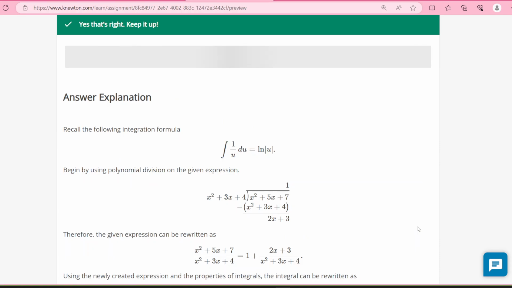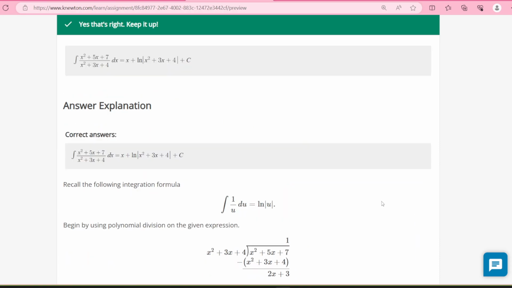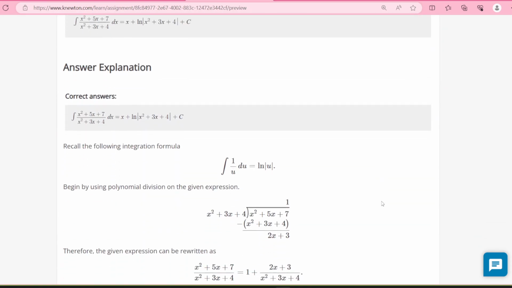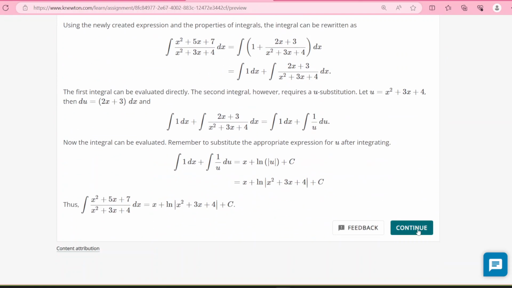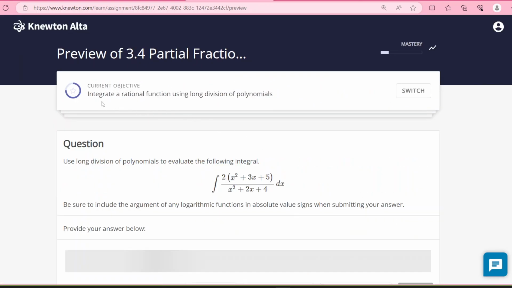Takes a bit for them to check these, doesn't it? And there we go. Great. All right, so next question, also from this same objective. And based on the progress bar here, I did 3 of them. It looks like about 3/4 is done. So I'm hoping this is the last one.